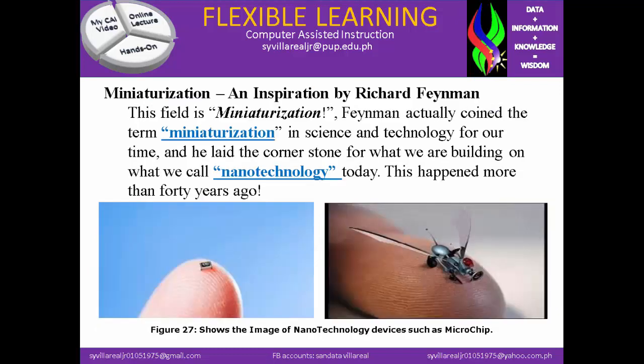Miniaturization, an inspiration by Richard Feynman. This field is miniaturization. Feynman actually coined the term miniaturization in the science and technology for our time, and he laid the cornerstone for what we are building on what we call nanotechnology today. This happened more than 40 years ago. Figure 27 shows the image of nanotechnology devices such as microchips.